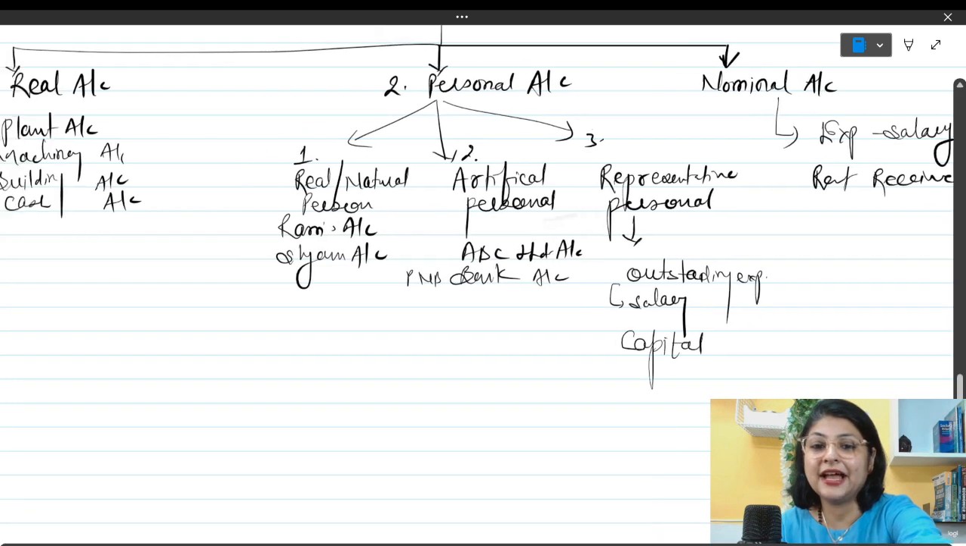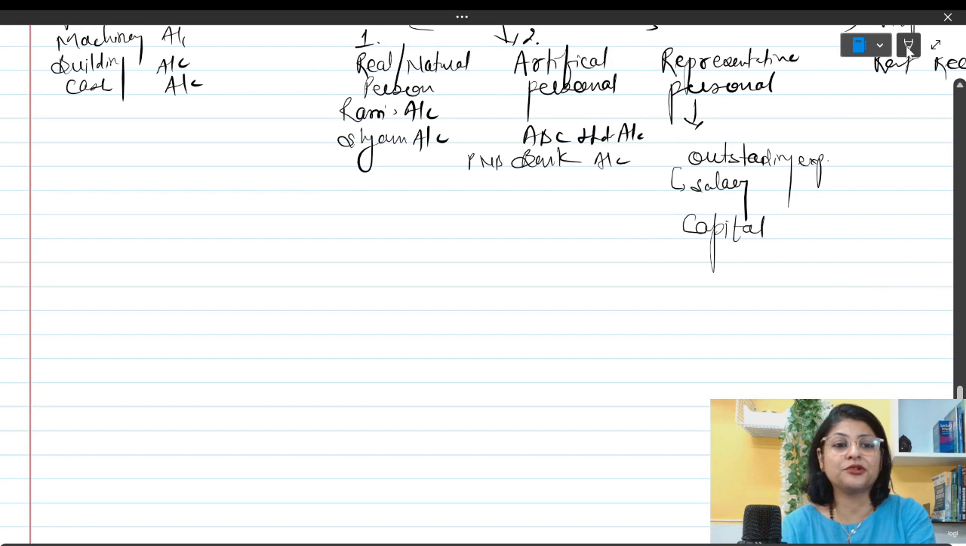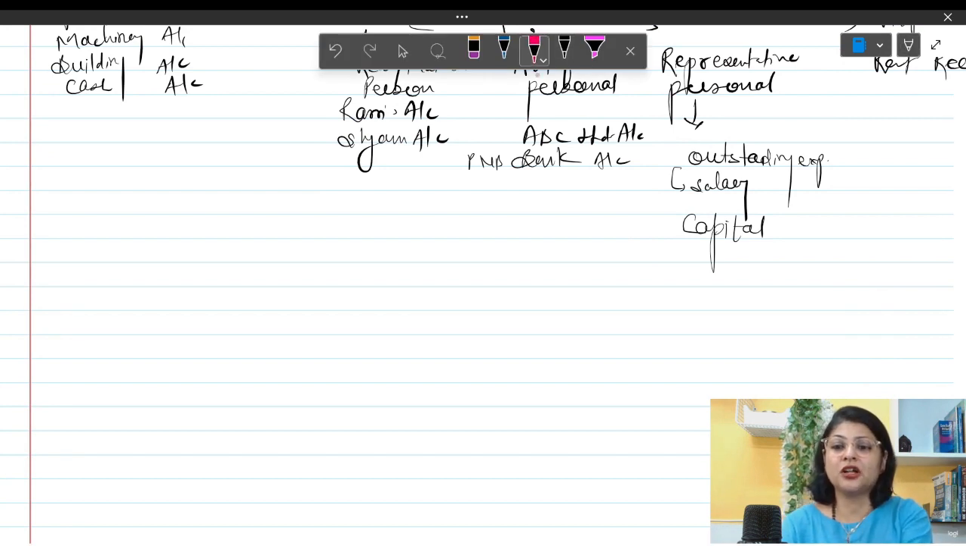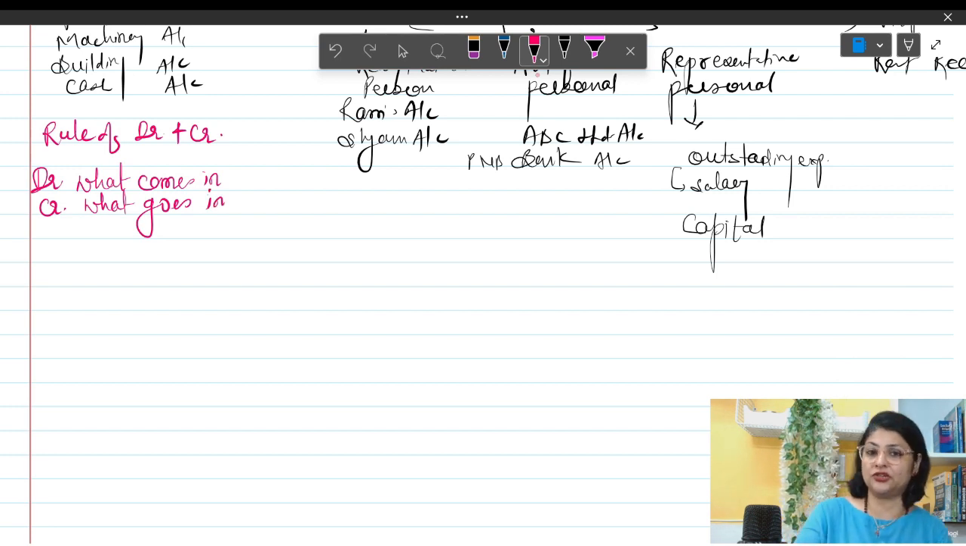Now let us understand what the rules of debit and credit are. For each one, the debit and credit rules are going to be different. First of all, I'm going to talk about the real account rule of debit and credit. For a real account, the rule is debit what comes in, and credit what goes out. If anything is coming into the business, for example we purchase machinery, then machinery account, being a real account, will be debited. If machinery is being sold, credit what goes out, you will credit it.